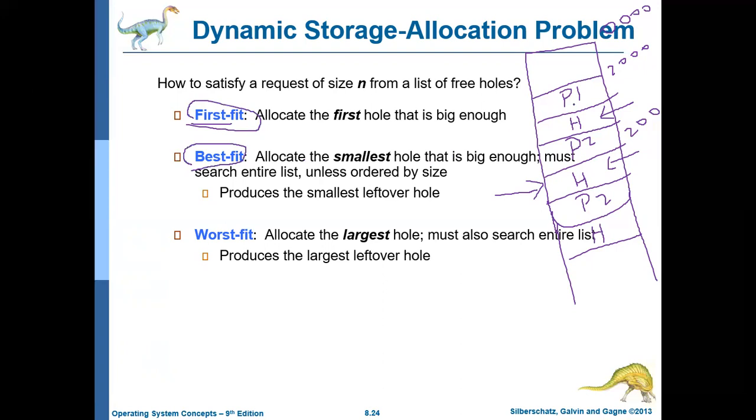Best fit says that you search all the holes, check all the available holes in the memory and identify the smallest hole that is big enough to fit this process. Say the process needs 100 MB. You are searching all the holes and you finally find that there is a hole with 110 MB and there is no other hole which is less than 110 MB and greater than or equal to 100 MB.